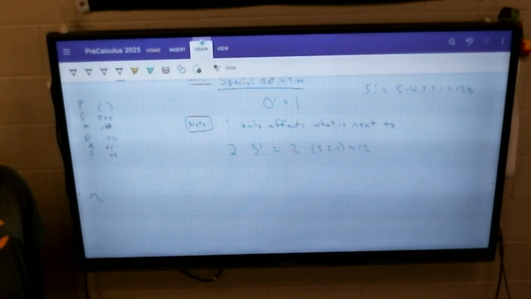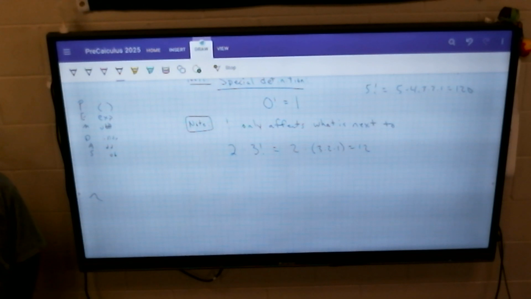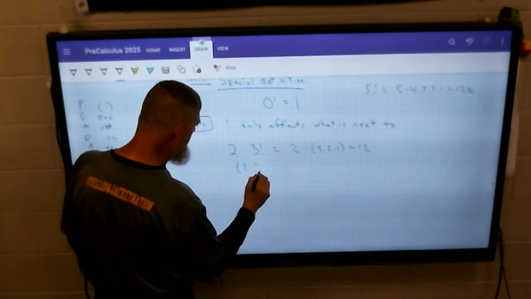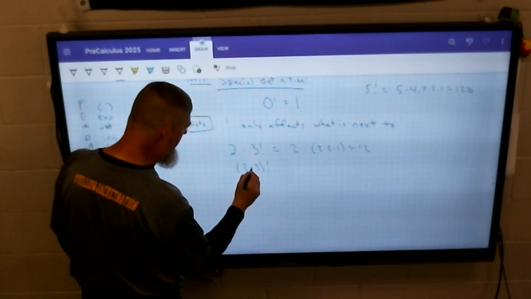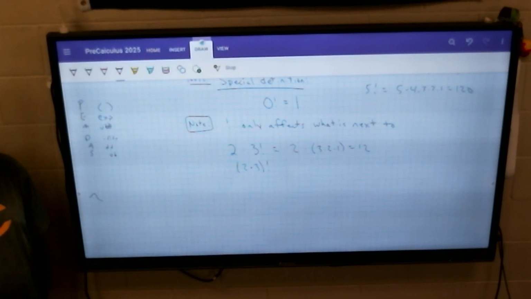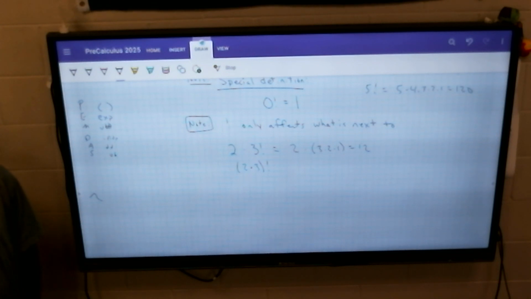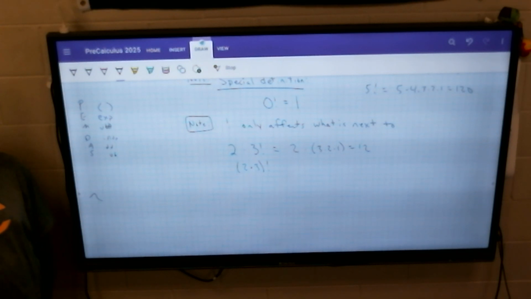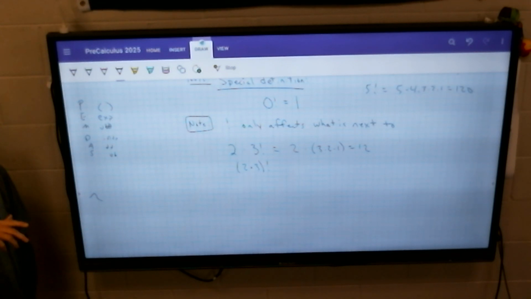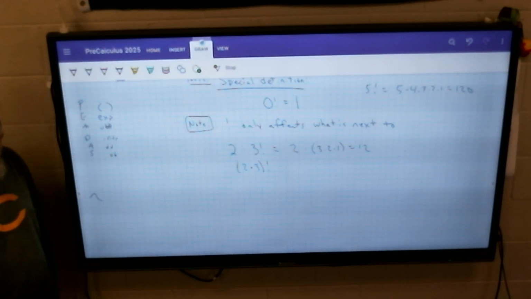Not 2 times 3 and then 6 times 2 times 1. Now, if we wanted that, we would have 2 times 3 and then factorial. So now I have those parentheses and do 2 times 3 first. There's a difference between those two. And when we get to permutations and combinations later on, that's going to come into play, because we're going to have things like n minus 1 or n minus r factorial. So just keep that in mind.